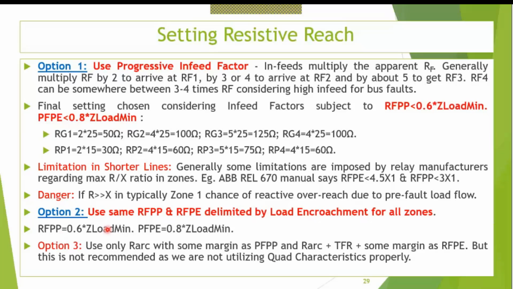It should not trip on load. So there, the RFPP can be set at 60%. The phase-to-phase resistive reach can be set at 60% of the minimum load impedance. It should have been load resistance, not Z. It should have been R. So mistake over here. And the RFPE should have been set at 0.8 of the minimum load. Okay, load means resistive load.